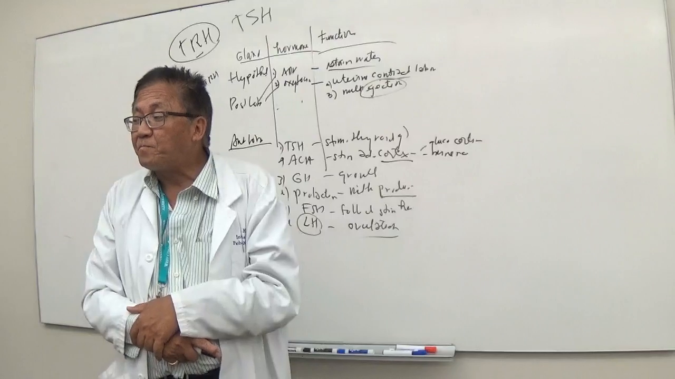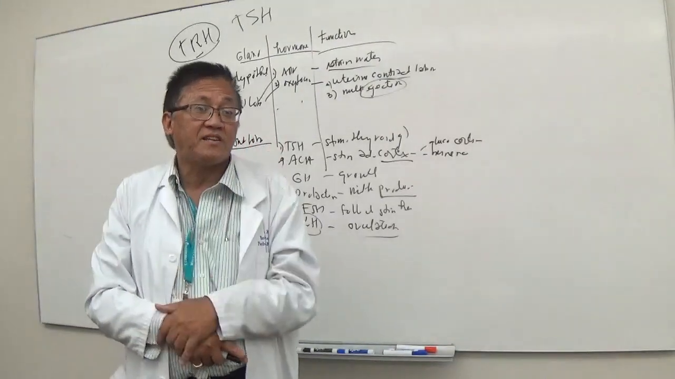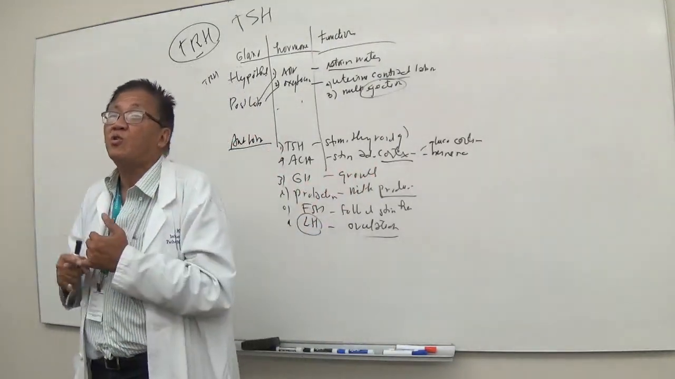Do you understand? Because ovulation is 14 days, but it can happen any time of day. What else? So, rise in the basal body temperature.